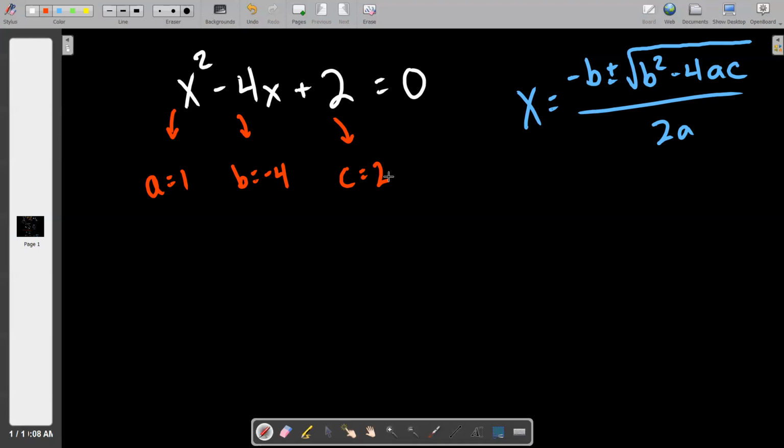So let's go ahead and plug this into the formula and just let it happen. So we're going to say x equals, and here we go. We're off. What do we put first? 4. And then we put plus or minus, and then we draw a big long square root sign.